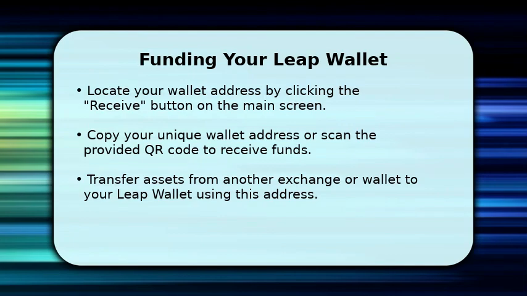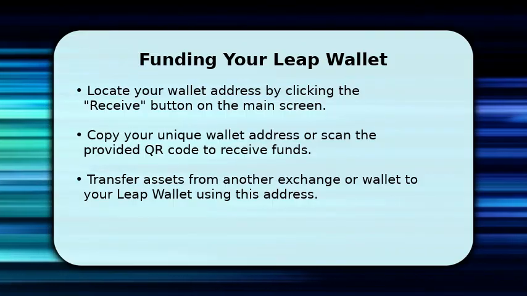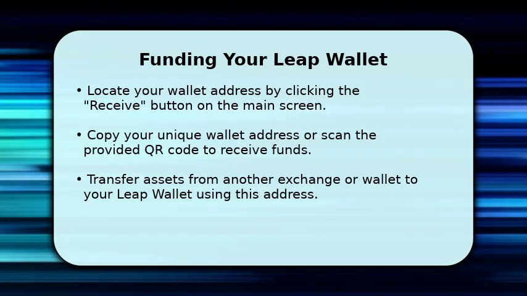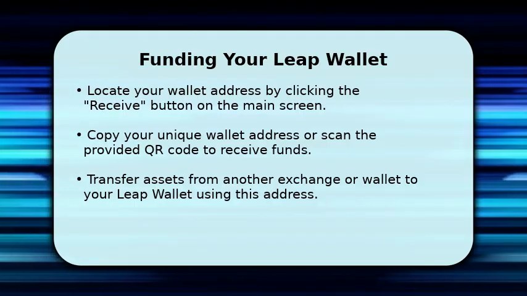Now that your wallet is set up, let's add some funds. From the main screen of your Leap Wallet, simply click on the Receive button. This will display your unique wallet address and a QR code. You can either copy this address or use the QR code to send assets from another cryptocurrency exchange or a different wallet. Remember, always double-check the address before confirming any transfer to ensure your funds arrive safely.